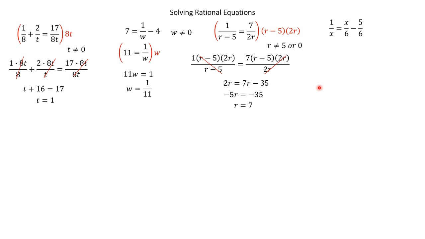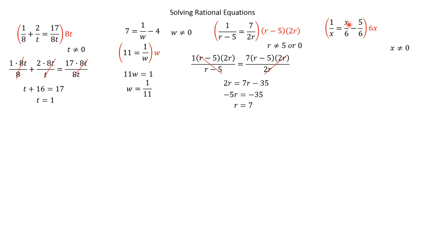Let's look at another one. 1 over x equals x over 6 minus 5 over 6. Right? What can't x equal? Well, x can't equal 0, and we don't care about this one. It's only in the denominator that we care. So x can't equal 0. Now what's our common denominator here? We have to have an x and a 6 and a 6, so 6x. We can multiply by that.